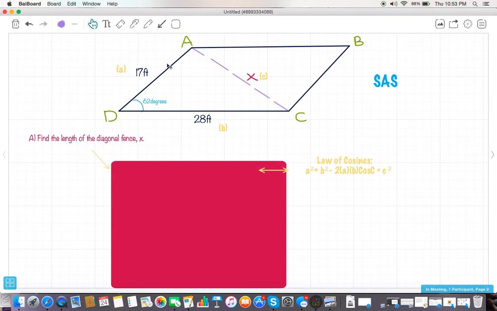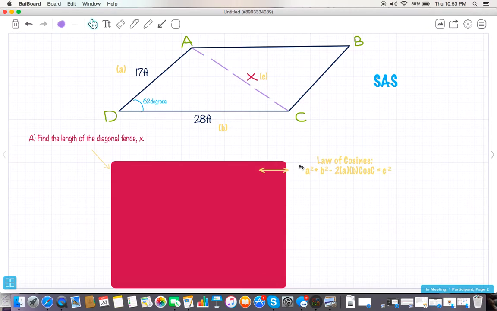So below we see the plot of land that the farmer has, A, B, C, D, and we can see clearly that length AD is 17 feet and length DC is 28 feet, and we have the angle D, 62. And here we have marked X for the dotted line diagonal where he wants to build the fence, AC. To figure out the length of AC, we need to use the law of cosines first to find this extra side, since we are given side angle side.